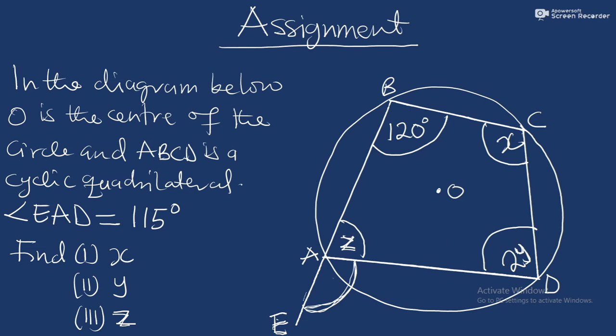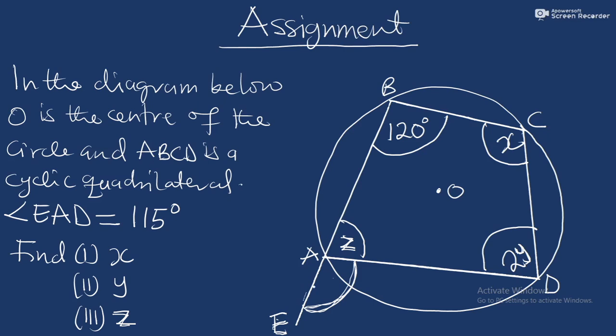Then finally, we have to look for z. With z, the same way, you can use either opposite angles of a cyclic quadrilateral or angles on a straight line. Using opposite angles of a cyclic quadrilateral, z and x are opposite angles. So when we add them together, it should be equal to what? 180 degrees.